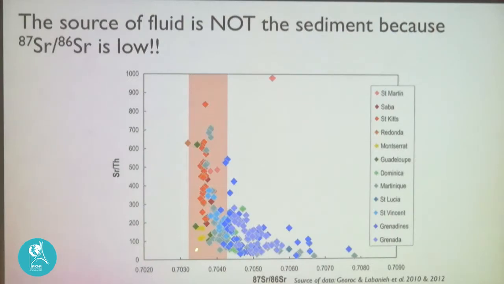But what I think is very interesting is that when the fluid transfers elements, and in particular strontium, we can trace the origin of the fluid and the strontium in the fluid by looking at the strontium isotopes. And what we see is that for the high strontium-thorium ratio here, all these rocks, the isotopic value is very low, so the strontium does not come from the sediment. The value is too low. It must come from the subducted basalt. It cannot come from the sediment.